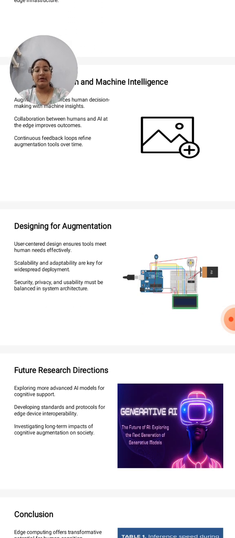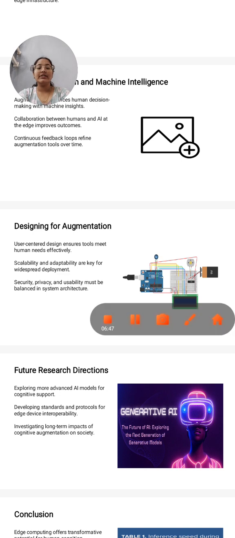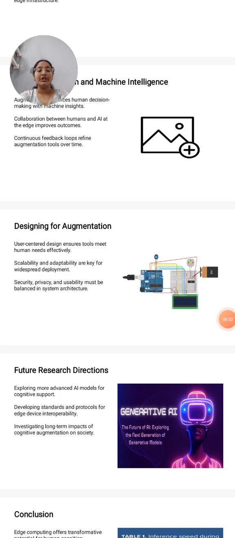The next slide is about designing for augmentation. User centered design ensures tools meet human needs effectively. Scalability and adaptability are key for widespread deployment. Security, privacy, and usability must be balanced in the system's architecture.